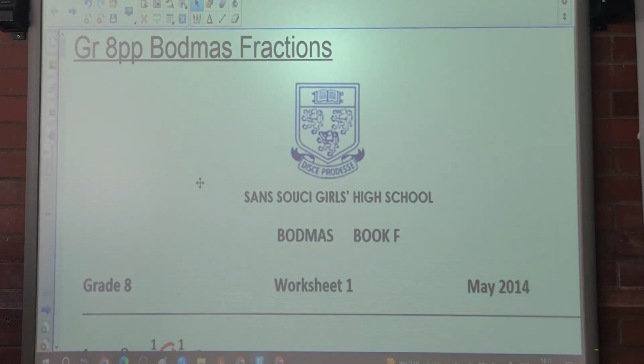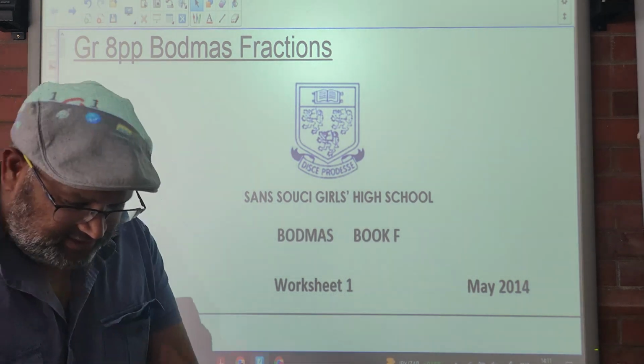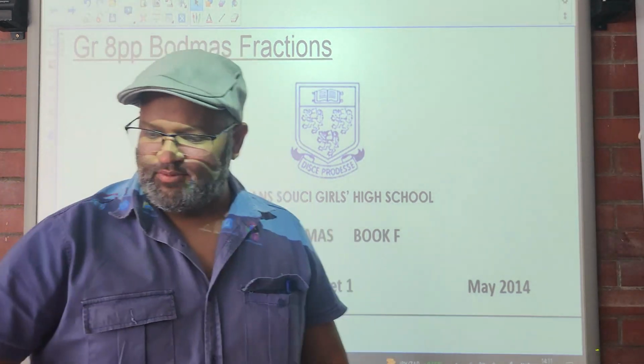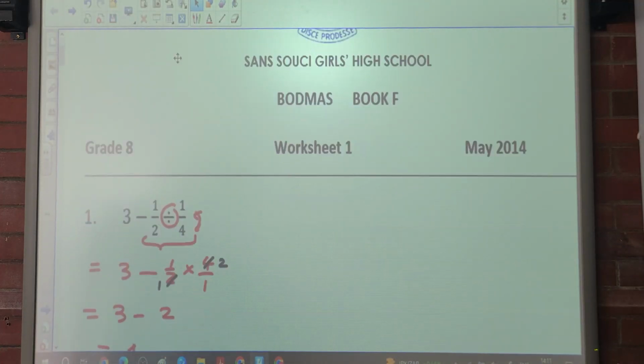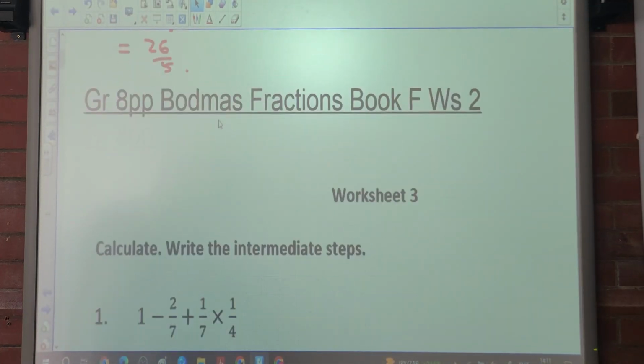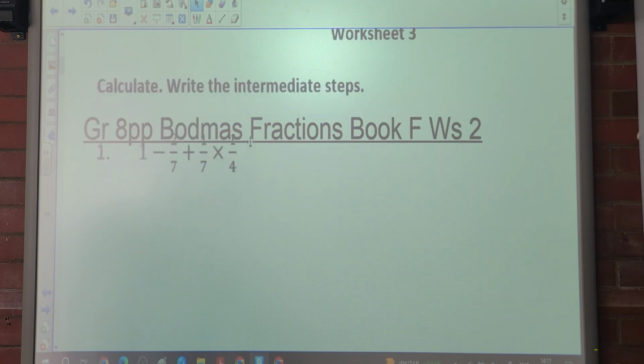So today we're looking at Bodmas fractions, and this deals with the book. We will be looking at the book F, worksheet 3. Okay.